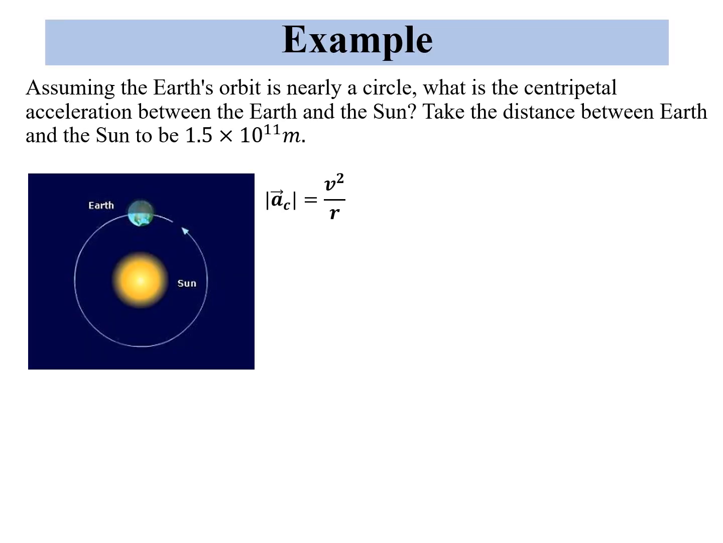So let's look at an example problem. Here, the problem states that we are assuming that the Earth's orbit is nearly a circle. What is the centripetal acceleration between Earth and the Sun? Take the distance between Earth and the Sun to be 1.5 times 10 to the 11 meters.